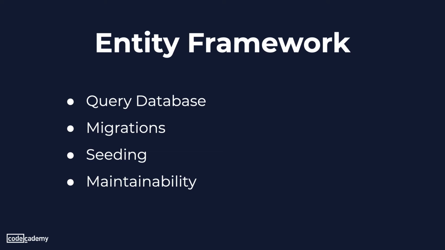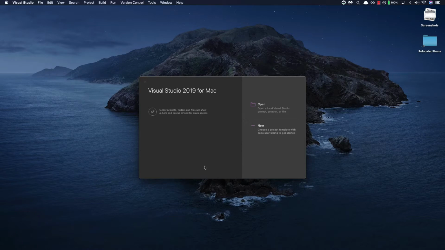Alright, so there's lots to go over. So without further ado, let's go ahead and get started by launching Visual Studio. Now today we're going to be working with an app that helps us catalog books that we've read. So let's go ahead and create a new Razor Pages project.